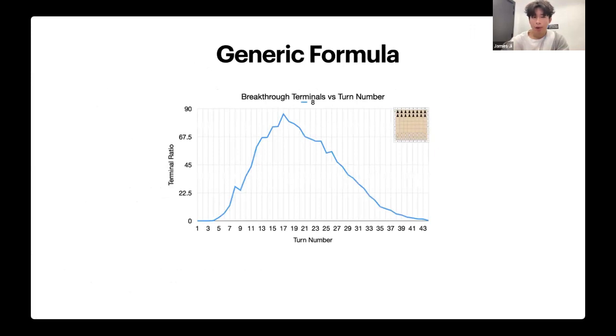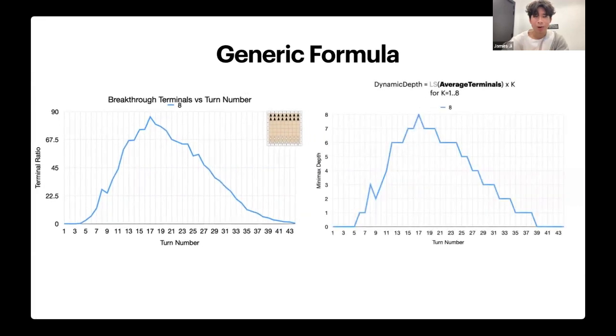As for creating our dynamic depth models, I used a very simple formula: I took the results of our analysis and scaled it down to our minimax depth range. Essentially, we'll adjust our depth in a 1-to-1 ratio with the results of our analysis. We'll increase it when we found many decisive lines and decrease it when we found very few decisive lines.